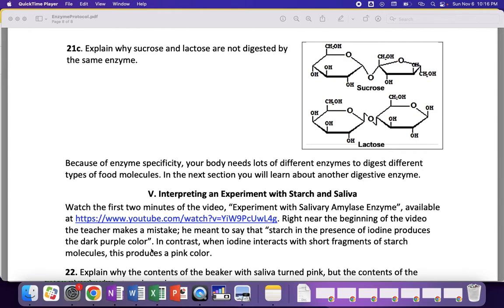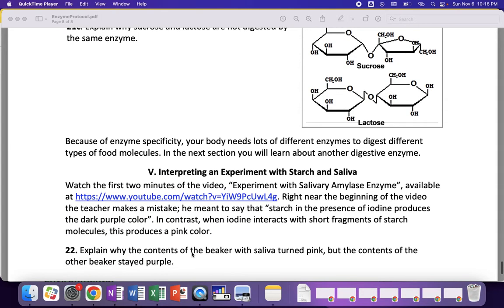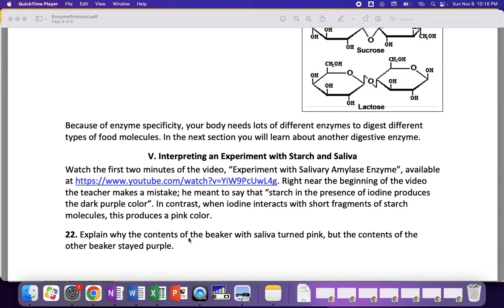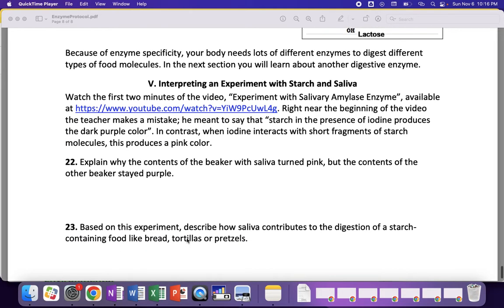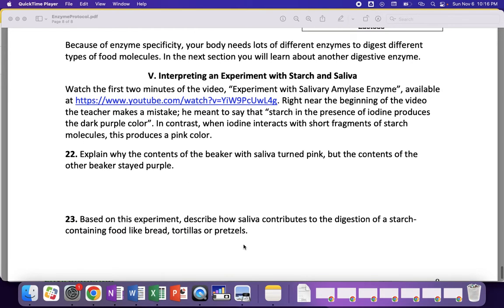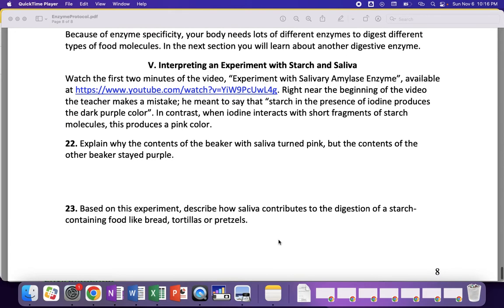In contrast, when iodine interacts with short fragments of starch molecules, this produces a pink color. Explain why the contents of the beaker with saliva turned pink, but the contents of the other beaker stayed purple. And based on this experiment, describe how saliva contributes to the digestion of a starch-containing food like bread, tortillas, or pretzels.